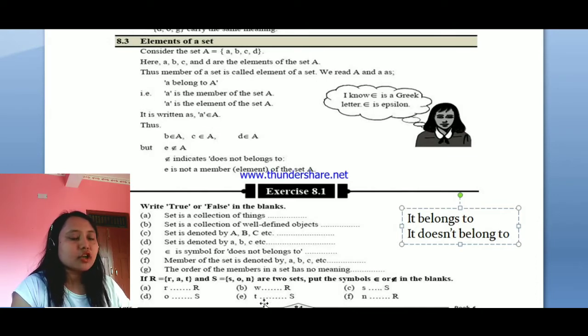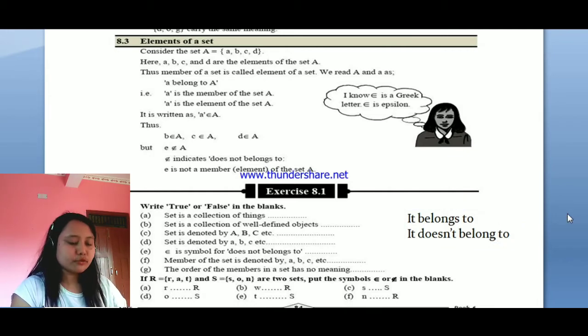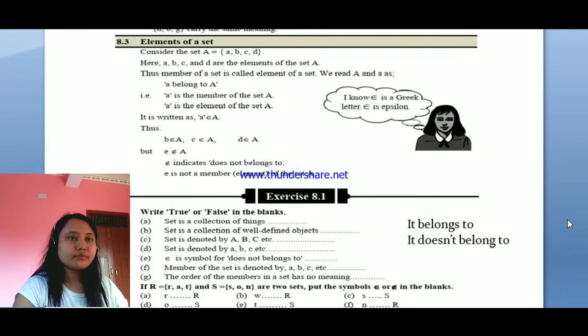Similarly, let's talk about T. Does this set S have the element T? No, it doesn't. So now we'll put the epsilon naught sign here and we'll be writing T epsilon naught S. That means T doesn't belong to set S. Okay, like that we'll be doing question number 2.